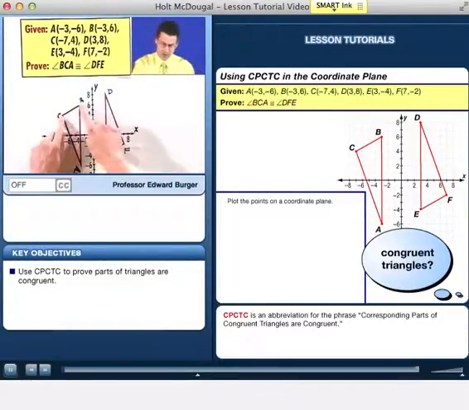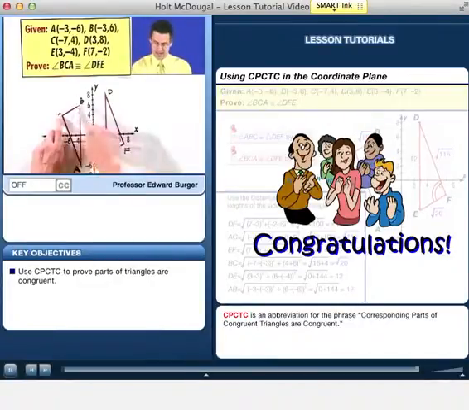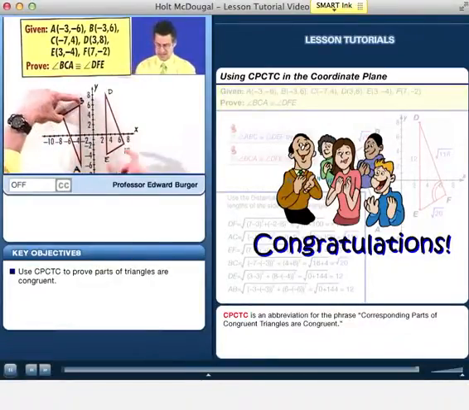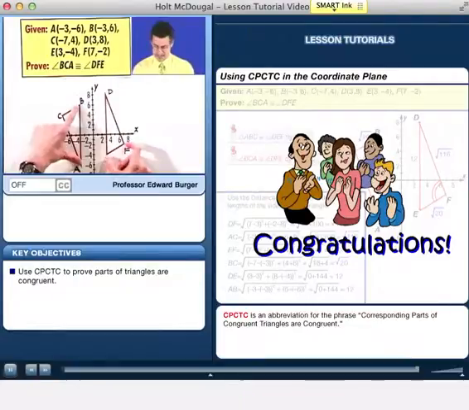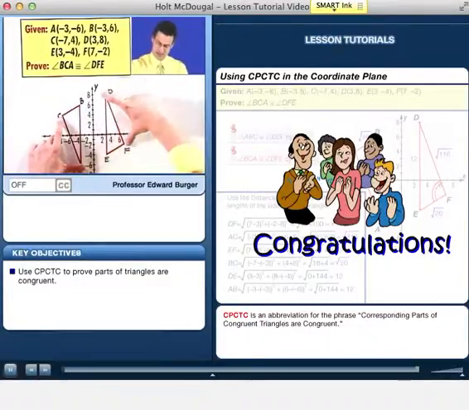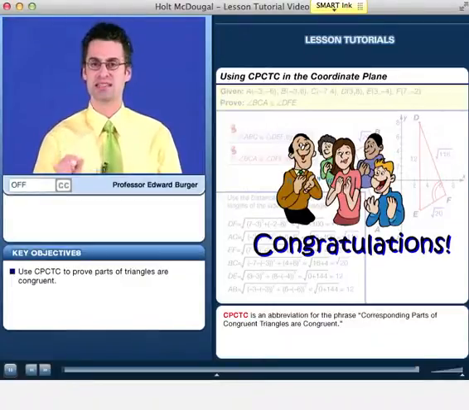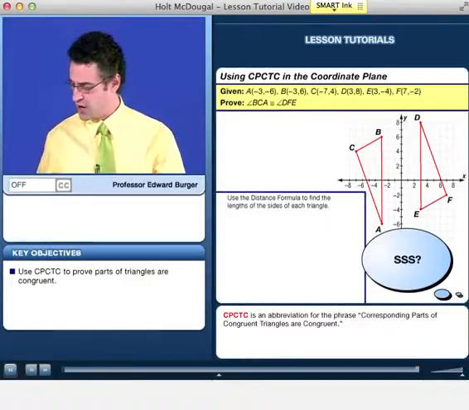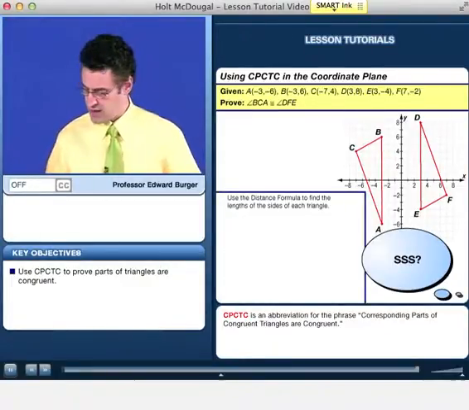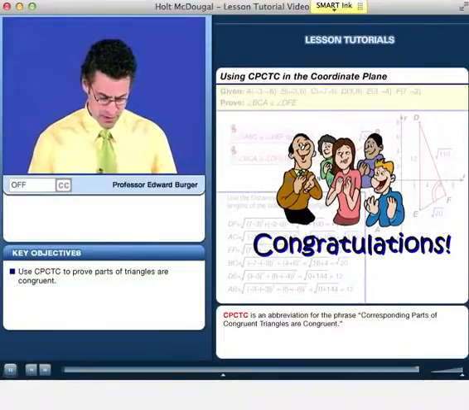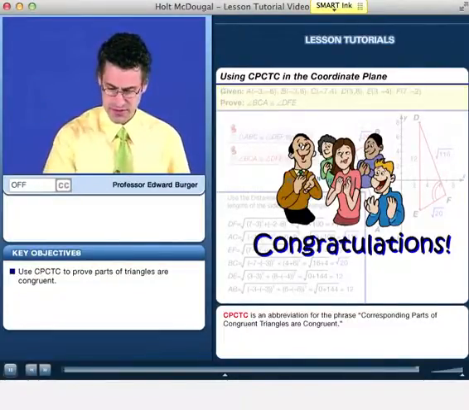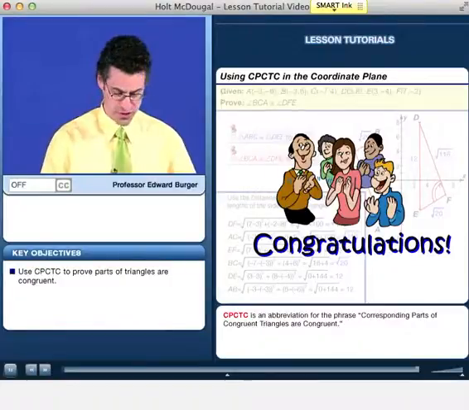How are we going to do that? Well, since I know the coordinates of all the vertices, I could actually use the distance formula to compute the length of each of these sides. And if I could show that this side has the same length as this side, and this side has the same length as this side, and this side has the same length as this side, then I know the two triangles are congruent by side, side, side congruence. So what we have to do now is compute lots of distances. I don't want to do them all because you can try them on your own, but I'll do a few of them just to show you how this would look.